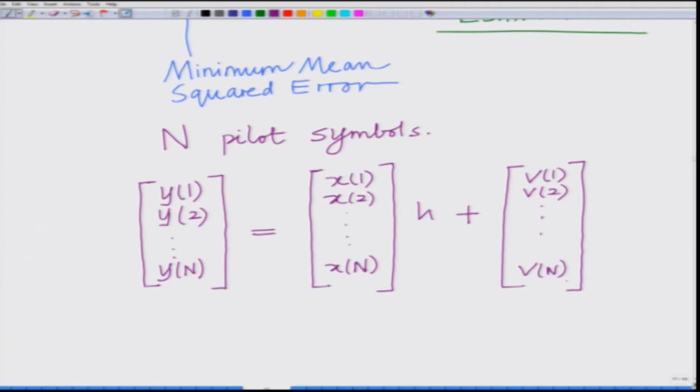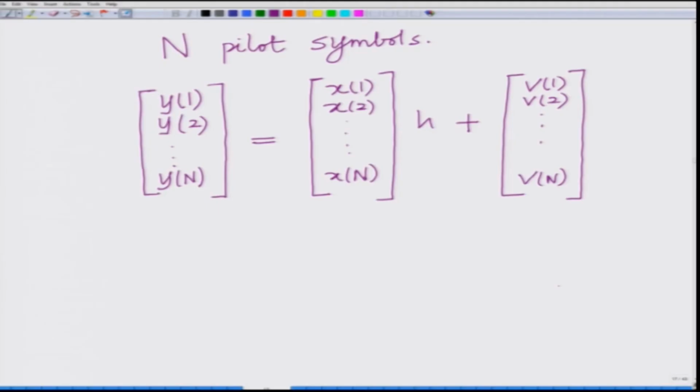So, we are considering the transmission of n pilot symbols x1, x2, xn, which we are making as the pilot vector x bar, the corresponding n received symbols y1, y2, yn, which form the received vector y bar, and the noise samples v1, v2, vn, which form the noise vector v bar, and of course, the channel coefficient h.